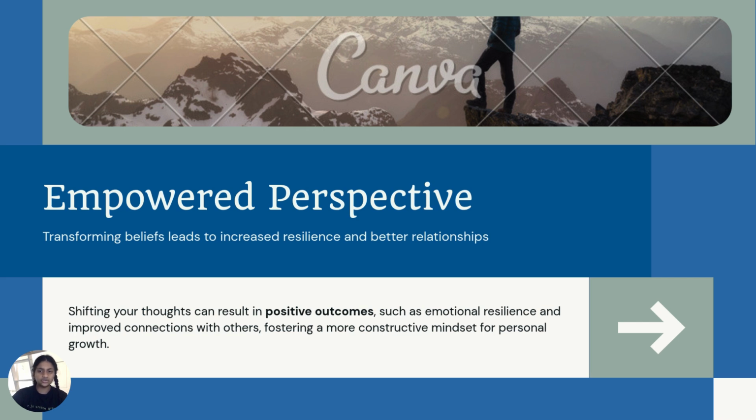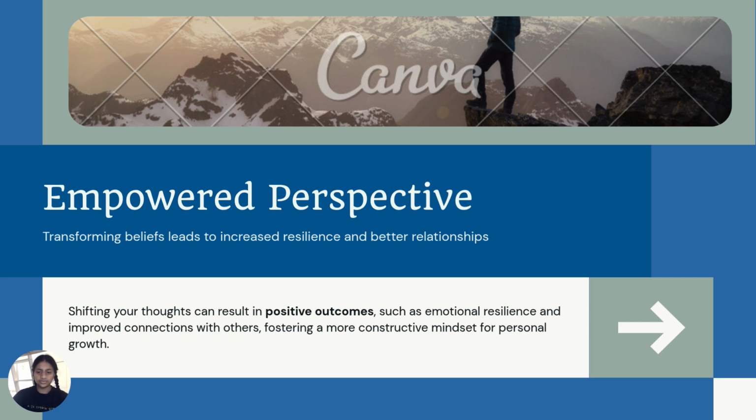For example, instead of feeling defeated after a failure, we might think, I learned something valuable and I can try again. Now, that kind of mindset helps us bounce back faster and keep moving forward. Now, changing our beliefs also improves our relationships. When we stop blaming ourselves or others unfairly and instead see situations more clearly, we can communicate better and connect deeply with the people around us. Now, this shift in thinking creates a more positive cycle. Stronger emotions and better relationships fuel continued personal growth and a more constructive mindset overall.